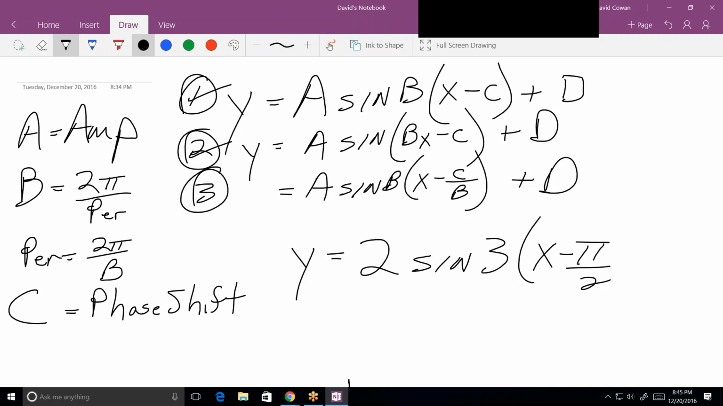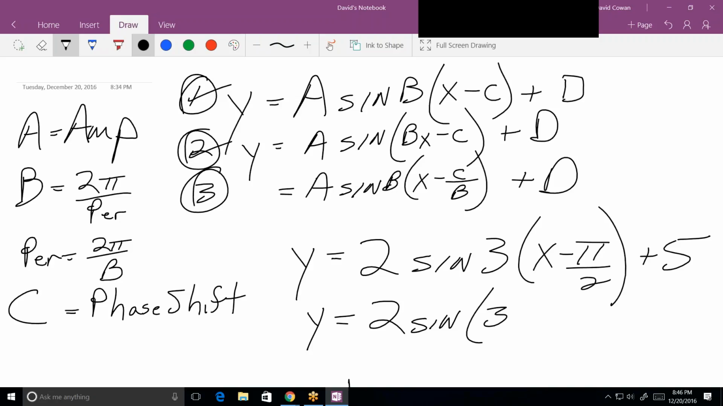As an example, let me give you a certain form. Which equation does this look like? 1, 2, or 3? 1, right. The B is outside the parentheses. How about this one? You see the difference?